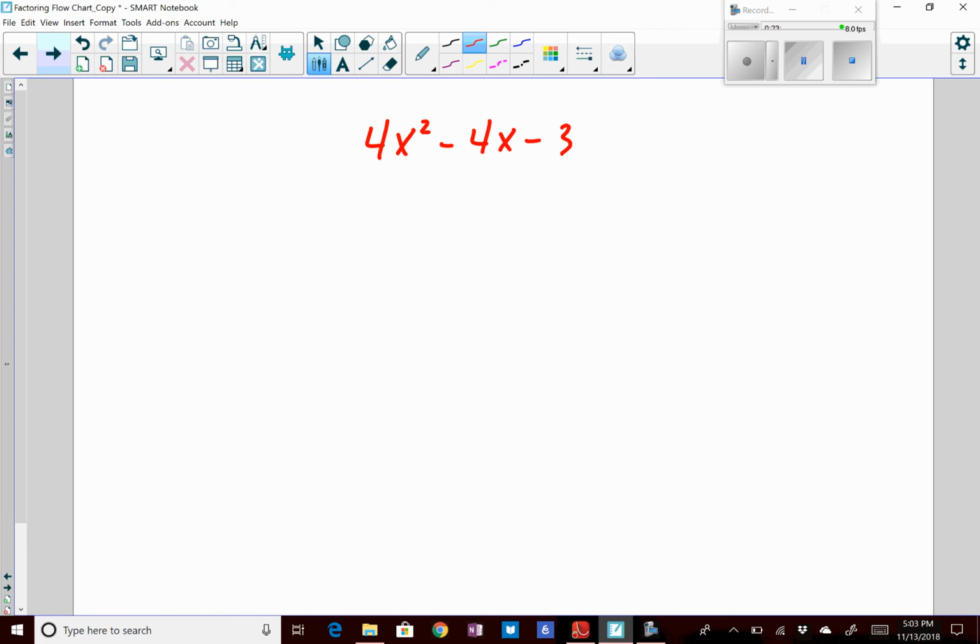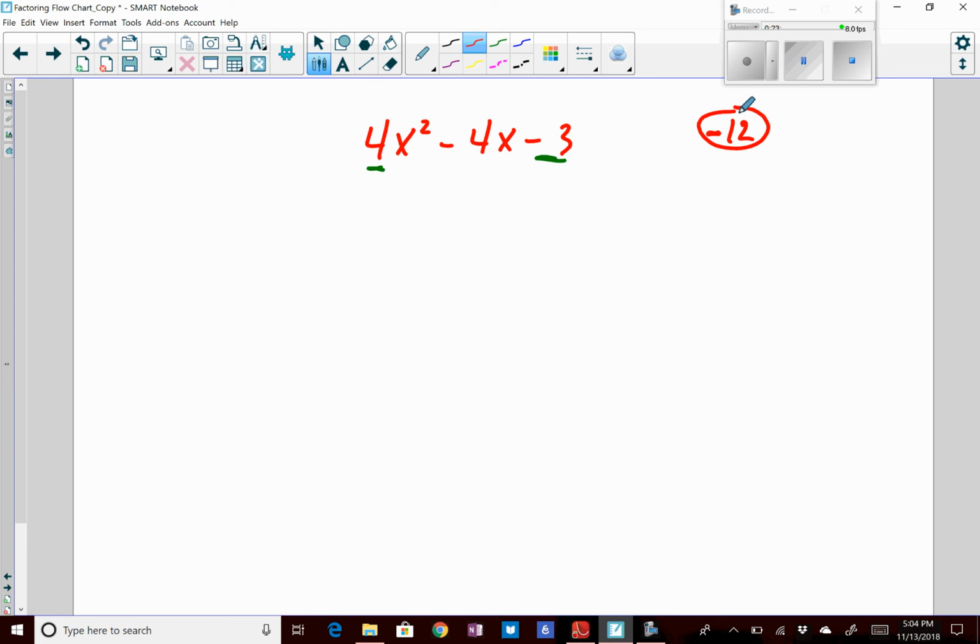Okay, another trinomial, no GCF greater than 1, so we have to look at our trinomial column. We can rule out that it's a perfect square trinomial because 3 definitely isn't a perfect square. We could rule out a being equal to 1 because a is equal to 4, so that means we have to use the a times c technique again. So if I multiply a and c together, that's going to give me a negative 12. Now I need factors of negative 12 that add to negative 4.